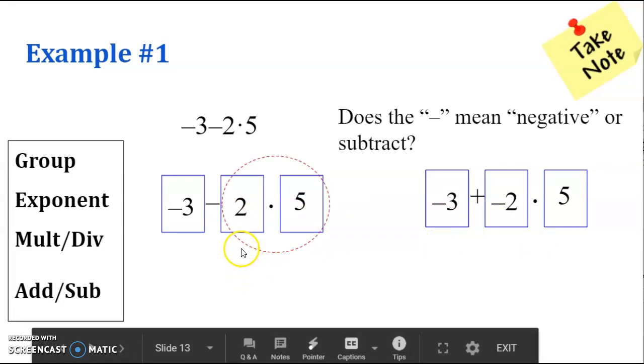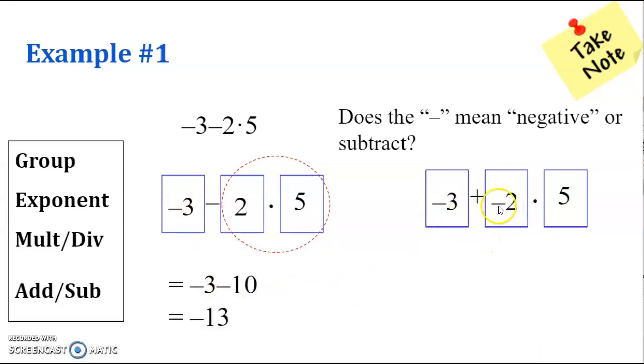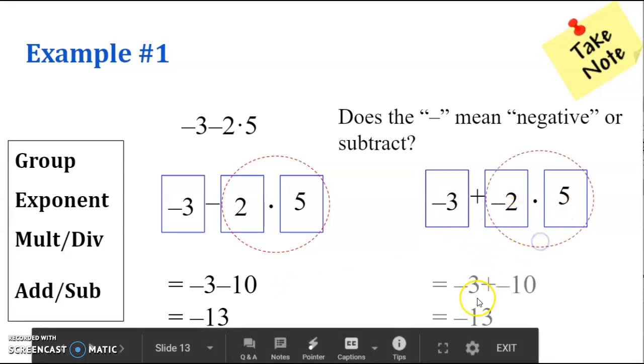So that means we have to evaluate these two first. Why? Because multiplication and division come before addition and subtraction. So we're going to multiply 2 and 5, and you get 10. So 3 minus 10 is just -13. What about here? Well, if you interpret this as -2, we're going to multiply -2 by 5, and you get negative 10, but you still are adding it to negative 3 because the operation here is positive. It's not negative negative, it's positive. So it's going to be negative 3 plus negative 10, so that becomes negative 13.